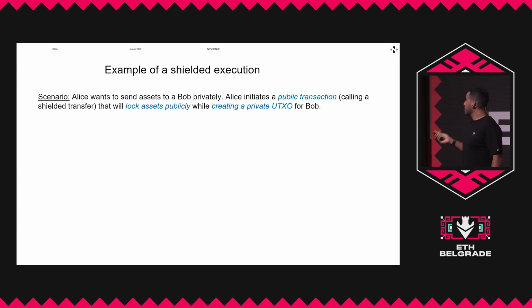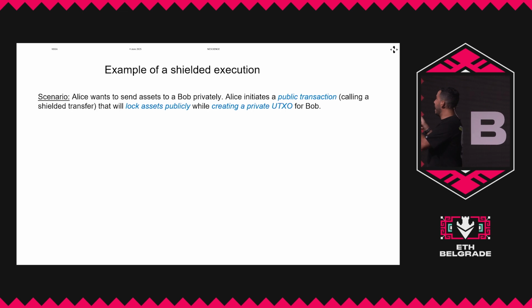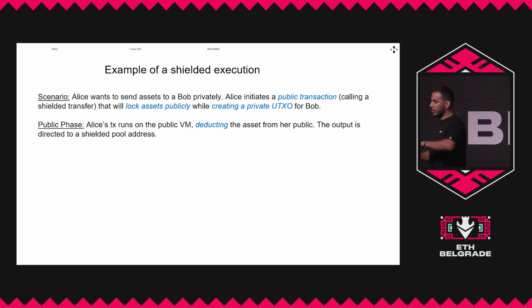So this is an example of a shielded execution. Alice wants to send assets to Bob privately. She will initiate a public transaction, which is a shielded transfer. The shielded transfer will lock Alice's assets publicly, and it will create a private UTXO for Bob. On the public phase, Alice's transaction will run on the public VM. It will deduct her asset from the public account, and the output will be directed into a shielded pool.